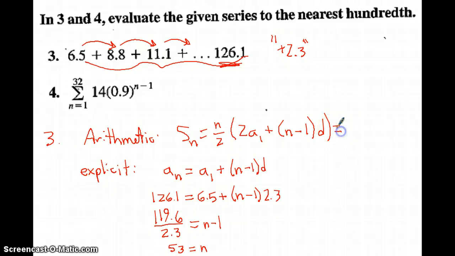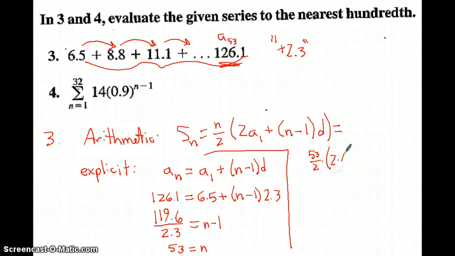In this situation, can I just kind of do this over here? What I have now, since I know that this is a sub 53, I can figure out all of this stuff. I have a sub 1, all the stuff I mentioned before. So this is 53 over 2 times 2 of the 6.5s plus 50, can I say 52? Are we cool with that? N minus 1 d.